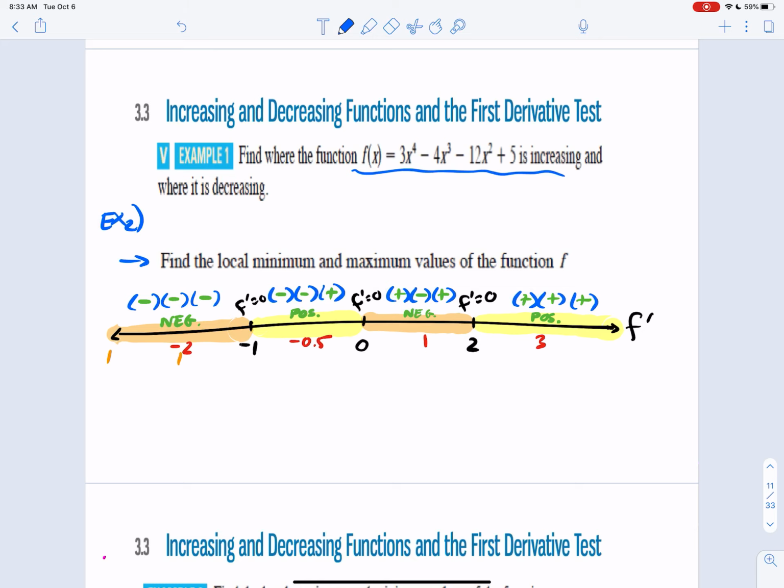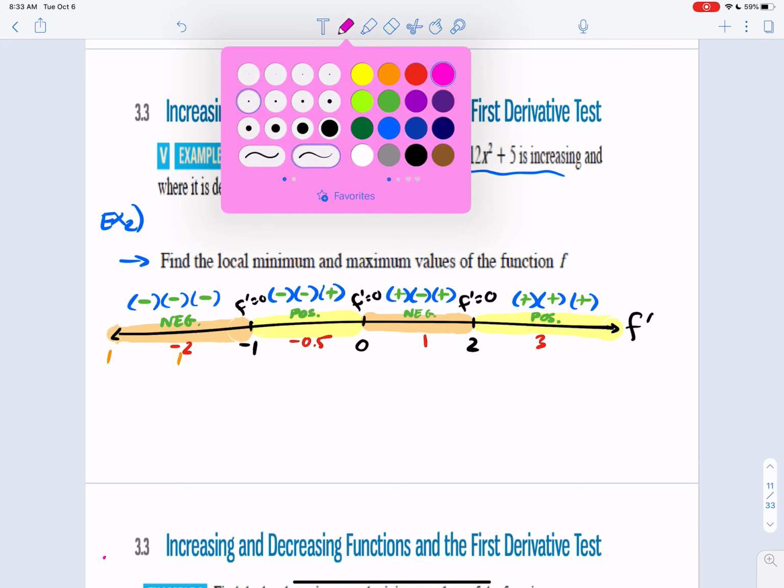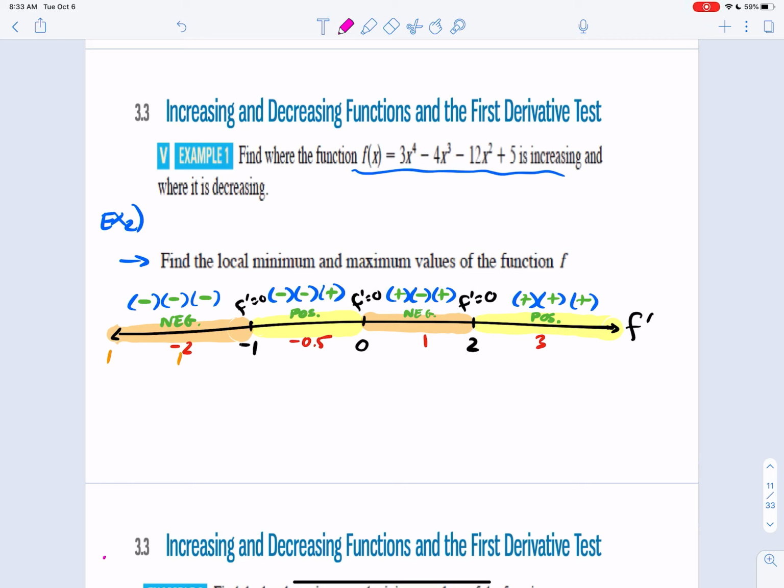So I know that here and here there is, I should connect these two. The derivative changes from negative to positive, implying that there's a local minimum there. Here, the derivative changes from positive to negative, so there's a local max there. All right? But we have to write it formally. So here we go. Let me erase this.